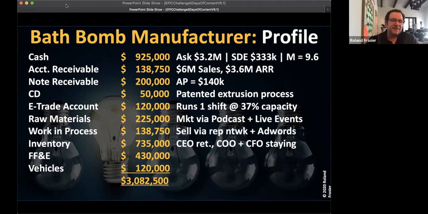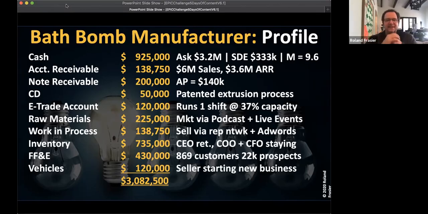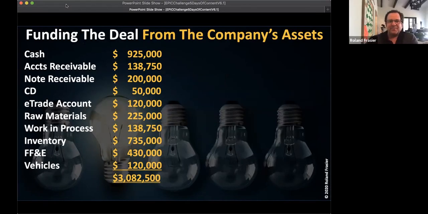The CEO is leaving the company. That's the founder. COO and CFO are staying on. They've got about 869 customers that are active, plus 22,000 prospects in their pipeline. And the seller is leaving to start a new business. So the question was, how are you going to fund this deal with $0 out of pocket and also put some money in the bank?